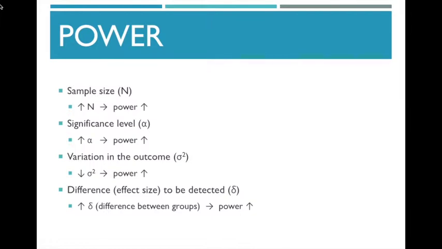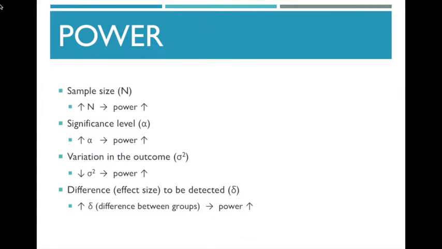Power depends on a few things. As the sample size increases, power also increases. This is because larger samples are a better approximation of the population. The strictness of deciding an effect is significant, or the significance level, is also a factor in power. If your significance level increases, your power will increase. So if your significance level was 0.01 instead of 0.05, that would be a stricter, smaller significance level, and power would decrease.